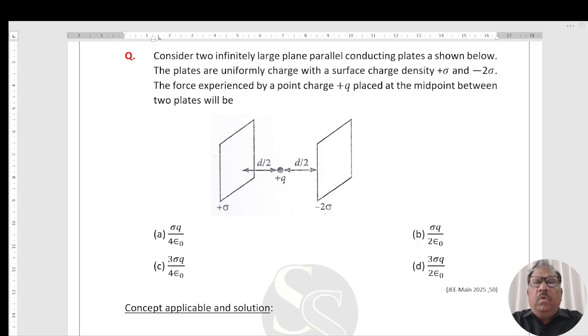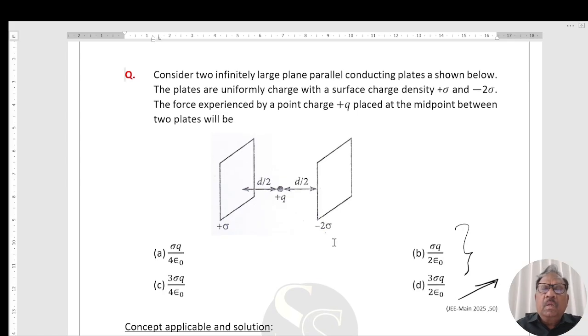Question is, consider two infinitely large plane parallel conducting plates as shown in the figure. The plates are uniformly charged with a surface density sigma and minus 2 sigma. The force experienced by point charge plus Q placed at the midpoint between the two plates will be. Four options are given to you. One of the options is correct. Question is taken from JEE Main 2025.